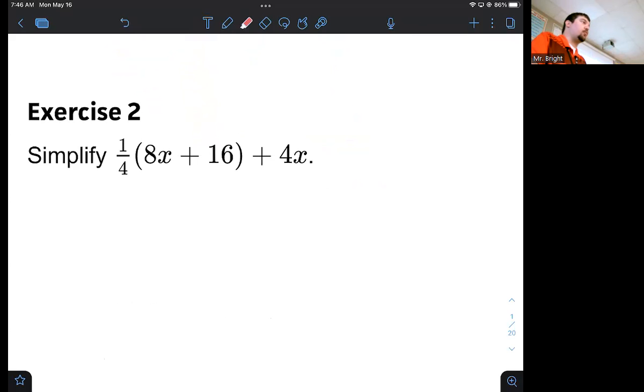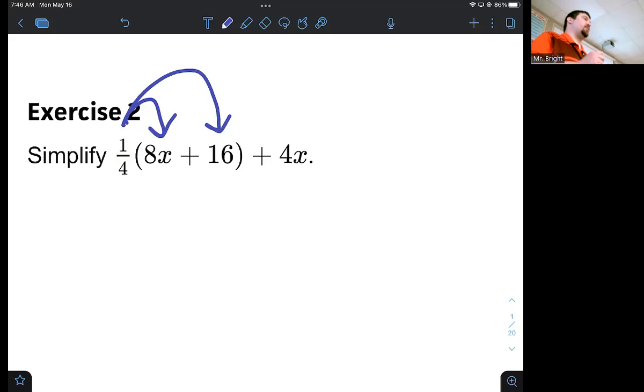Multiply. Exactly. We're going to multiply, and we have a particular property that we use when we multiply by that 1/4. You guys know what that is? The distributive property. That's right. It starts with a D. It's the distributive property, and that means we're going to multiply the 1/4 to the 8x, and we're going to multiply the 1/4 to the 16.